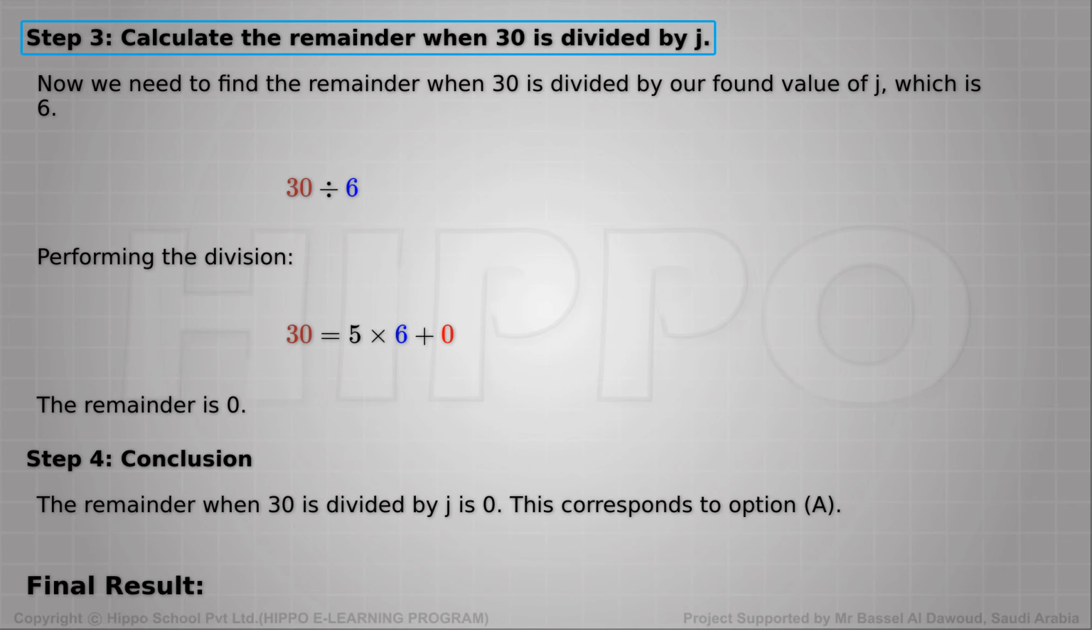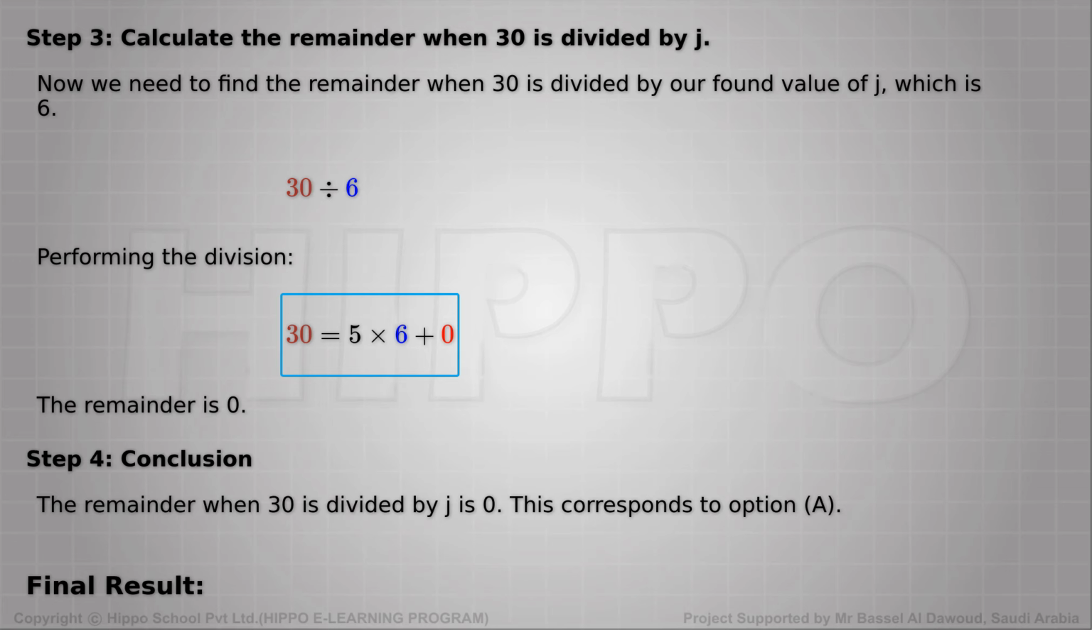For step 3, we use our value of j equals 6 to answer the main question. What is the remainder when 30 is divided by j? So we need to calculate 30 divided by 6. As we all know, 6 fits into 30 perfectly, exactly 5 times. As the equation shows, 30 equals 5 times 6 plus 0. That plus 0 at the end means there is a remainder of 0.